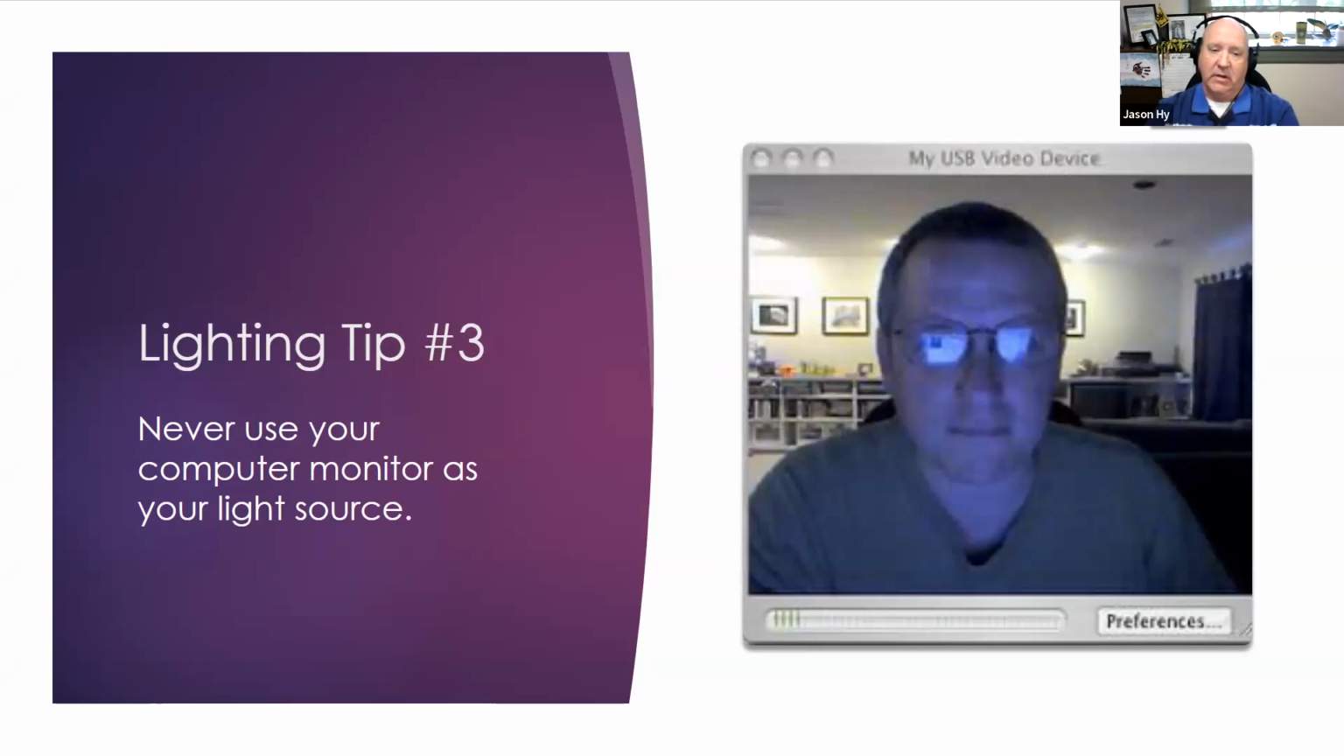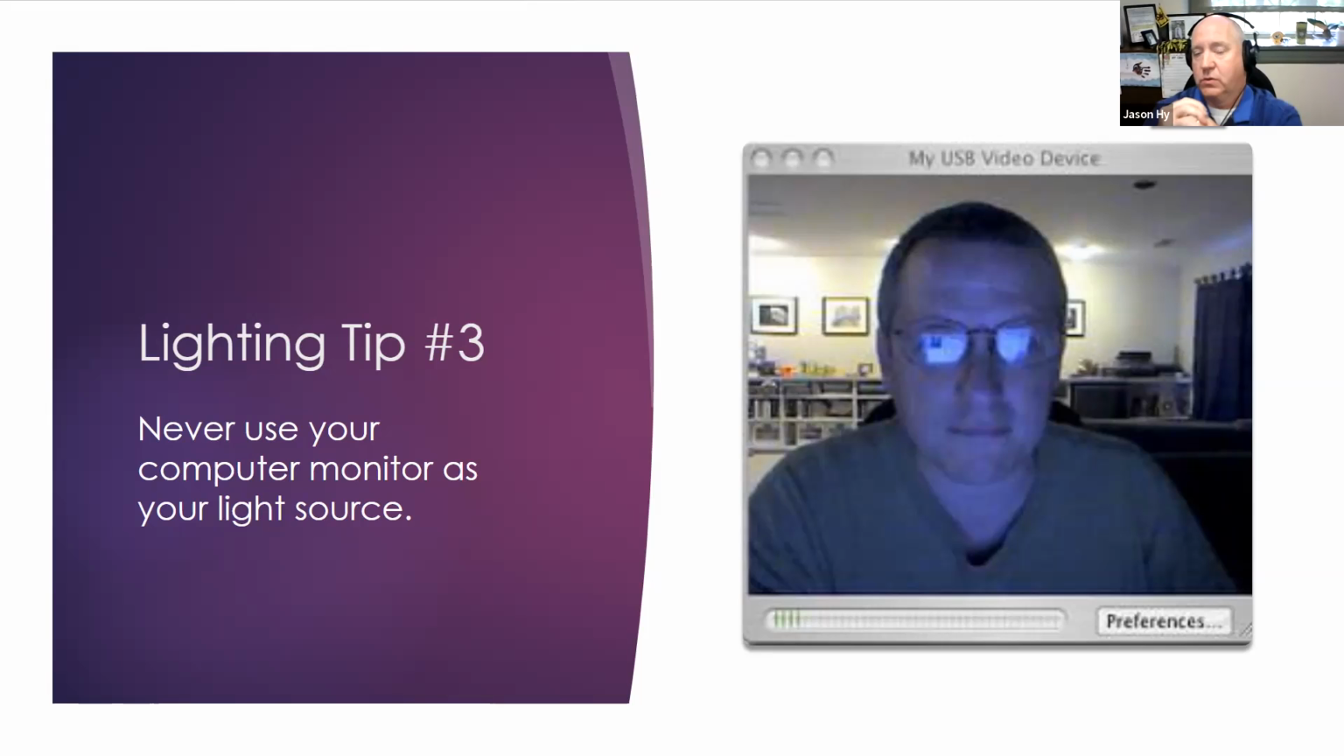Lighting tip number 3, never use your computer monitor as a light source. And there's a reason. The computer screen sends off a light temperature of 5,600 Kelvin, which is similar to sunlight right outside the door. So what the computer screen is doing, it's clashing with the fluorescent lights above. Fluorescent lights above read at right around 3,200. So those color temperatures are clashing and the computer screen is giving off a different color temperature and changing his color to literally a blue color.